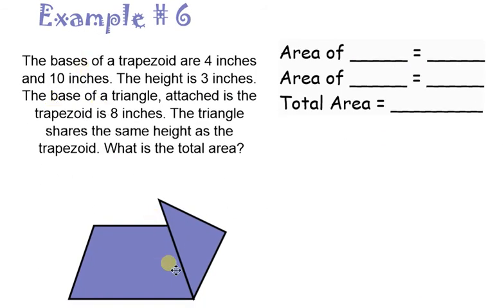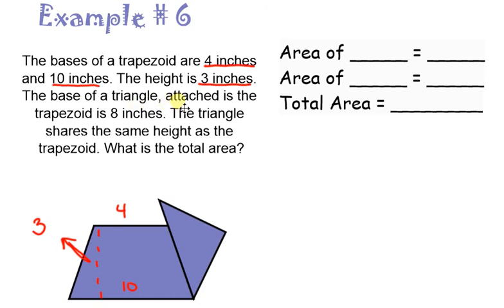So now we have what looks like a trapezoid and a triangle. The bases of the trapezoid are 4 inches and 10 inches, so I'm going to start labeling 4 and 10. The height is 3 inches. Remember, the height is from the tallest point to the lowest point. It is not slanted.